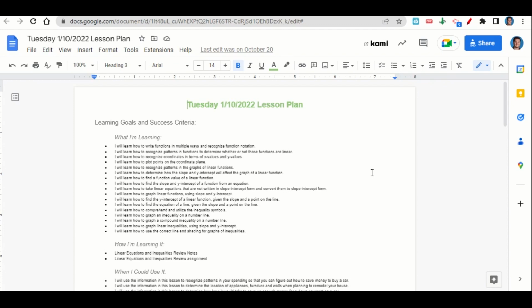to comprehend and utilize the inequality symbols, how to graph an inequality on a number line, how to graph a compound inequality on a number line, how to graph linear inequalities using slope and y-intercept, and how to use correct line and shading for graphs of inequalities. How are we learning it? Through the linear equations and inequalities review notes and the linear equations and inequalities review assignment.